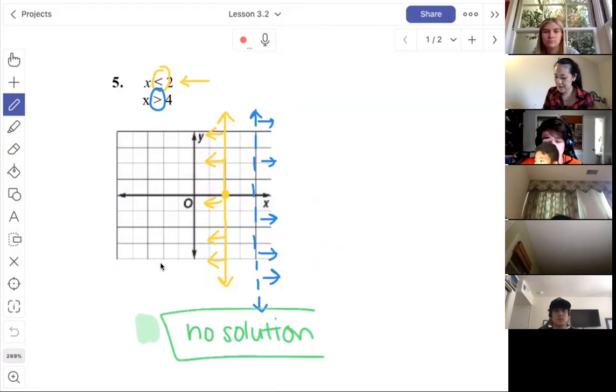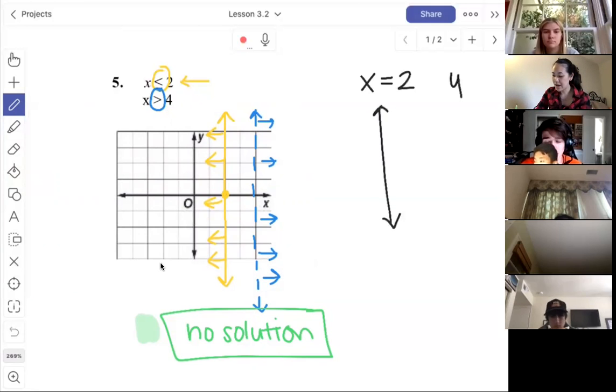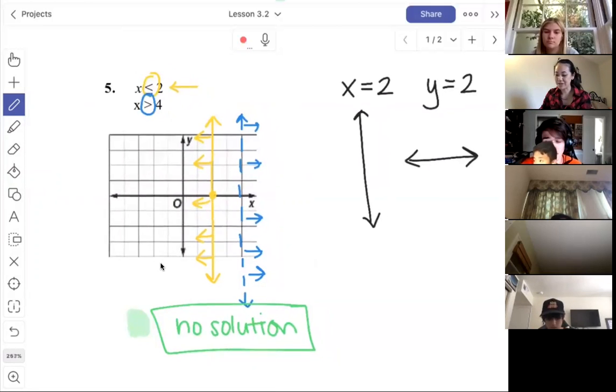Miss Leong, question. How do you know when it's going to go vertical and when it's going to go horizontal? Ooh, great question, Chris. When it is x is equal to a number, it's going to be vertical. If it's y is equal to a number, then it's horizontal. Does that make sense? Yeah, thank you. Yeah, great question.